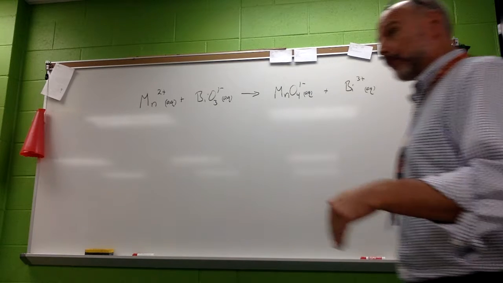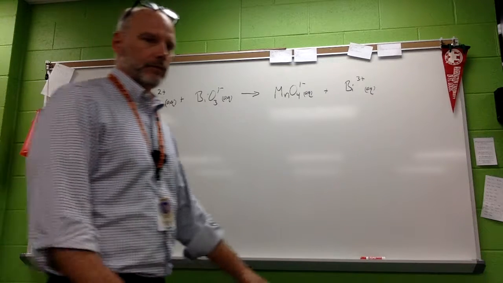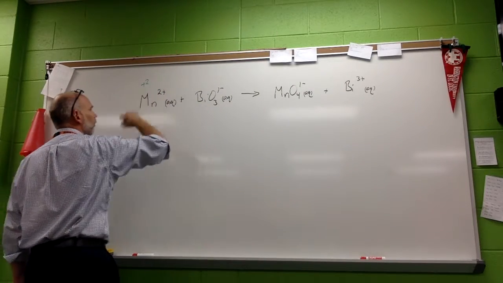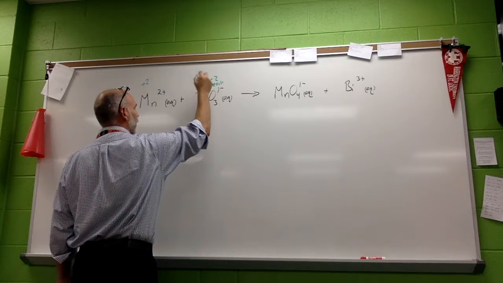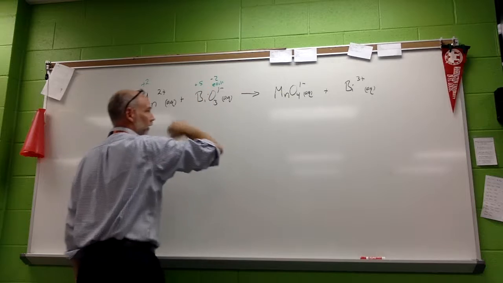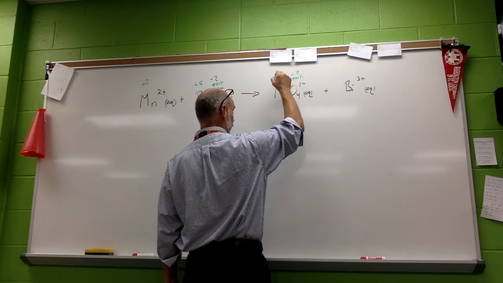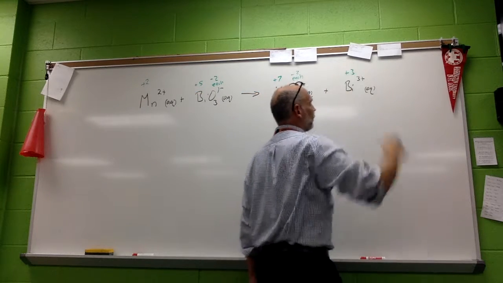Next, is this a redox reaction? Do the oxidation numbers change? Manganese starts off as +2. The oxygens are -2 each, so the bismuth is +5. Over here, the oxygens are -2 each. Therefore, the manganese is +7. And the bismuth over here is +3.